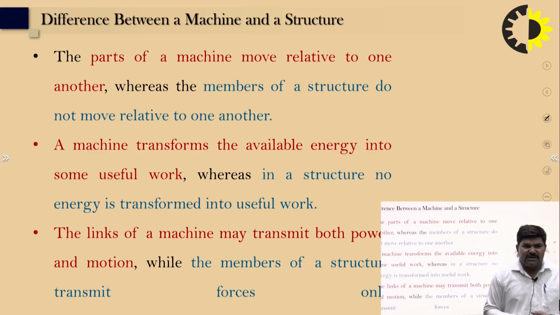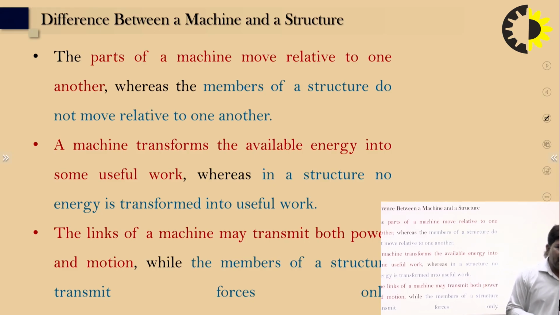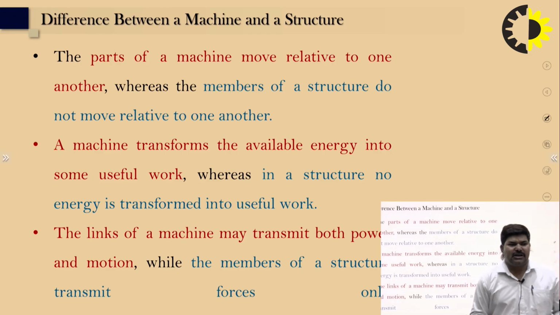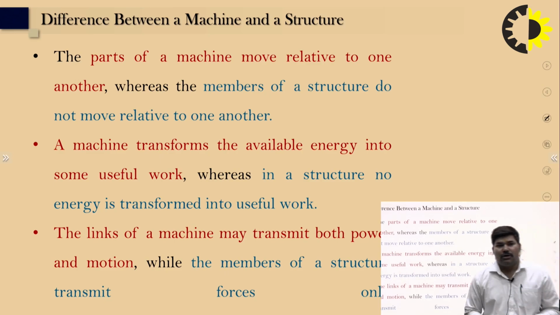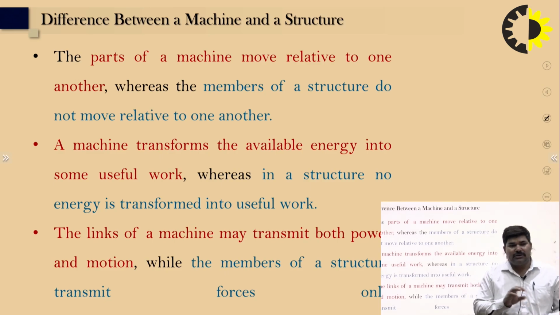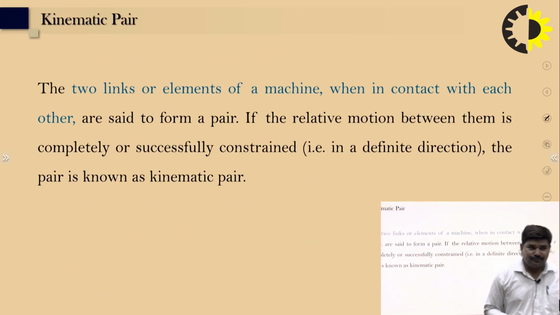The links of the machine may transmit both power and motion, while the members of a structure transmit forces only. So please remember, in case of structure, it transmits the forces only, not a motion. But in case of machine, it transmits both forces and motions.